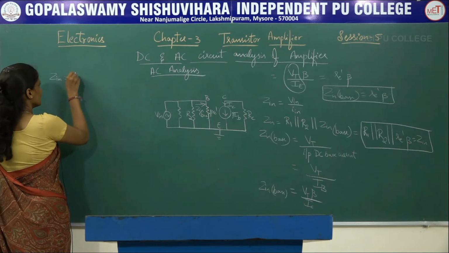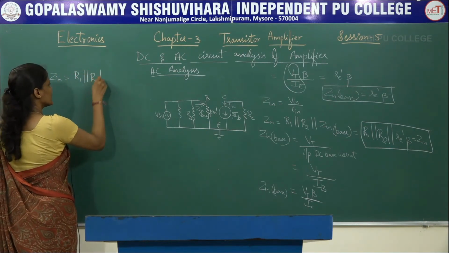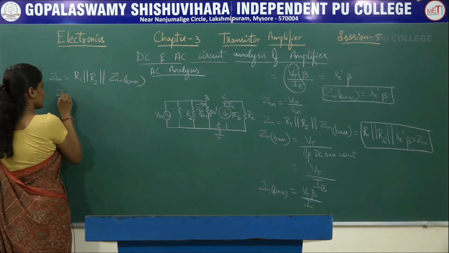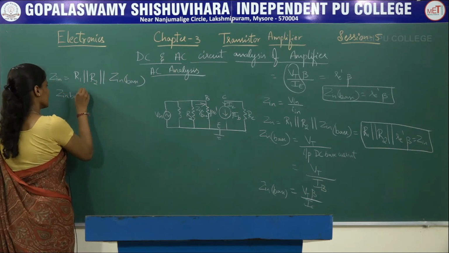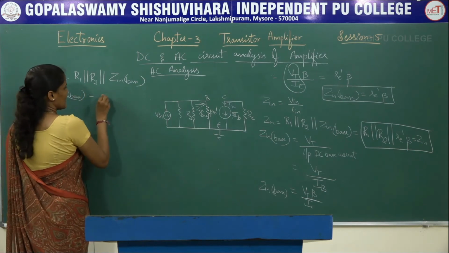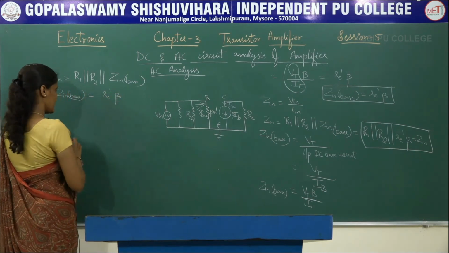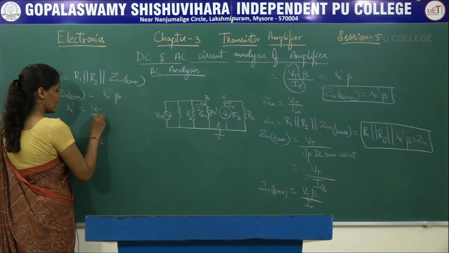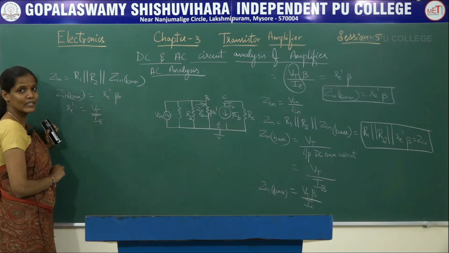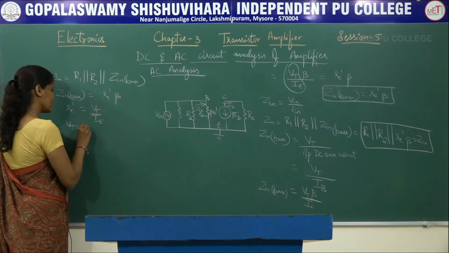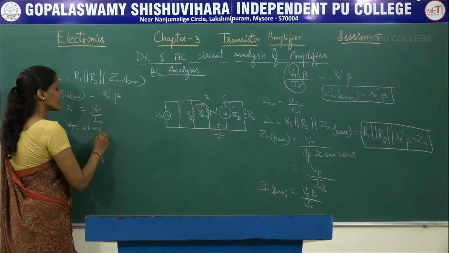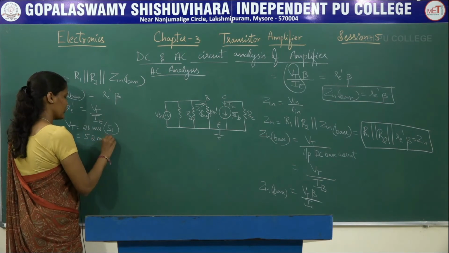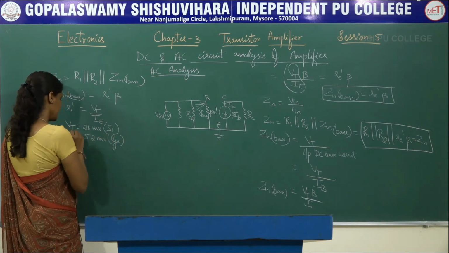So Zin is equal to R1 parallel to R2 parallel to Zin base, whereas Zin base will be equal to Re dash times of beta, where Re dash is equal to Vt divided by IE. Vt is nothing but the thermal voltage whose value is equal to 26 millivolts for silicon and 52 millivolts for germanium. So this is Vt.